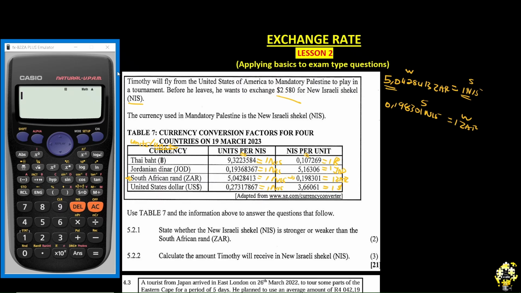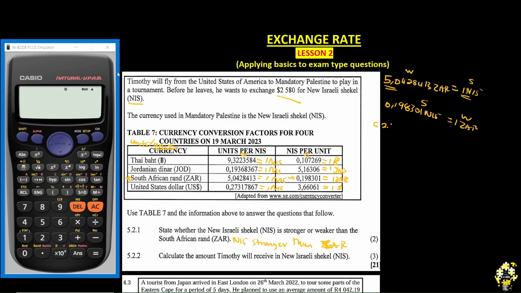So for the first question, we can say that the NIS is stronger than the South African rand. Or someone can answer the other way, saying that the South African rand is weaker than the NIS. It's still the same thing. State whether the new Israeli shekel is stronger or weaker: it's stronger than the South African rand. Let's go to the next one.